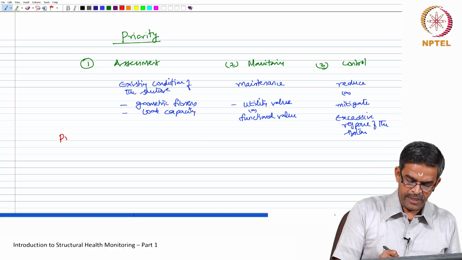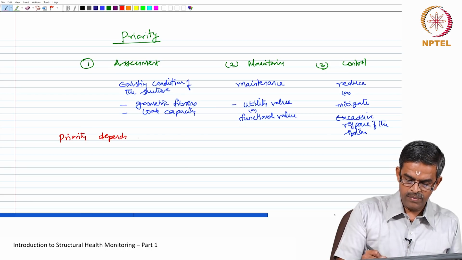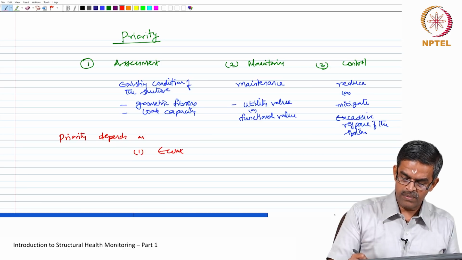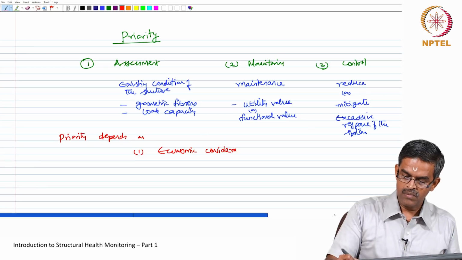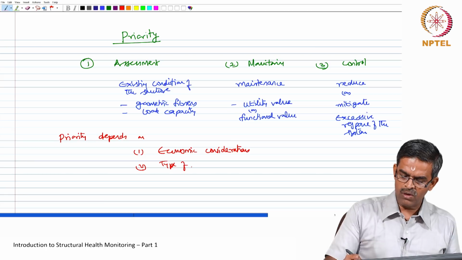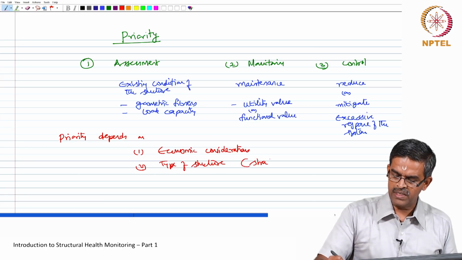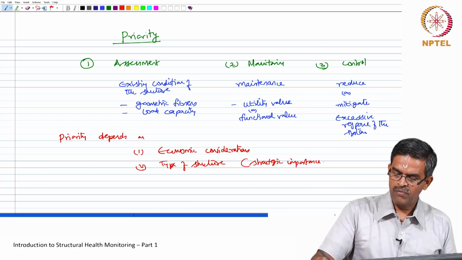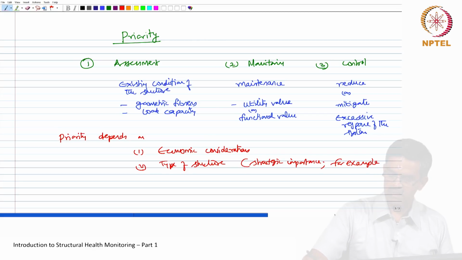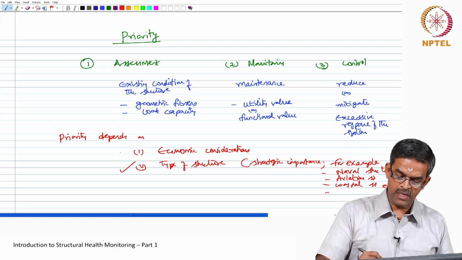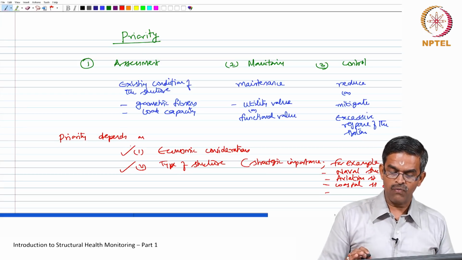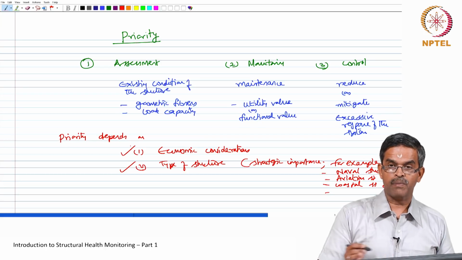Of course, the priority depends on two factors. One, of course, the economic consideration. Two, what type of structure we are looking for. If it is a structure of strategic importance, for example, naval structures, aviation structures, coastal structures, etc. So, depending upon the type of the structure and the economic considerations which drive the whole concept of application of SHM in structural engineering, one can decide the priority.